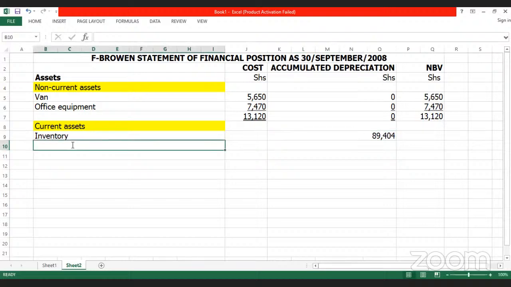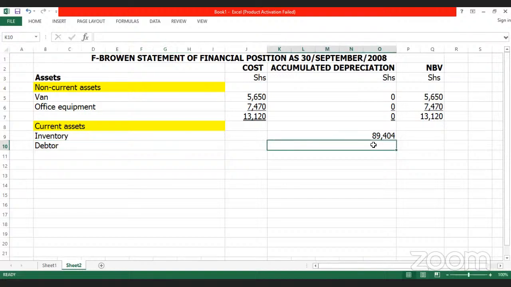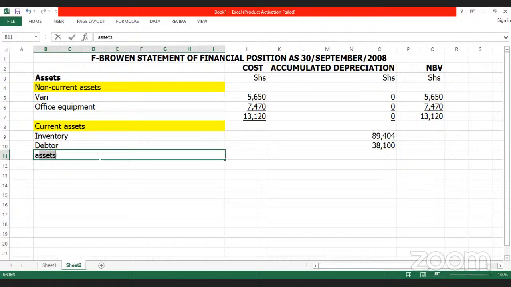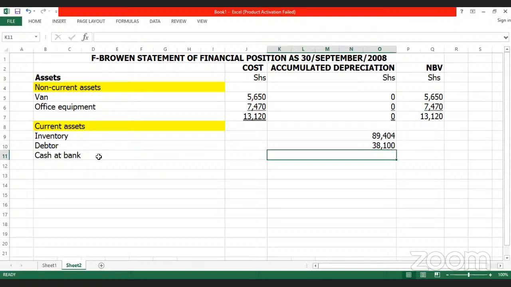Then we have to get the debtors. This time they are calling them debtors, but sometimes instead of debtors they can use trade receivables or accounts receivable. So how much are the debtors? 38,100. Then, after the debtors, you can bring your cash at the bank. That is your bank balance. How much is that? 4,420.